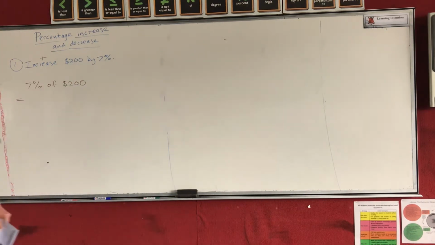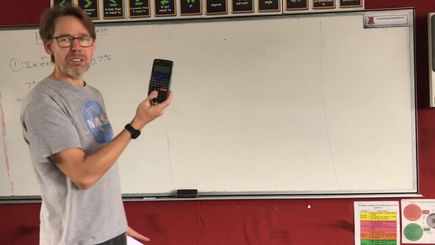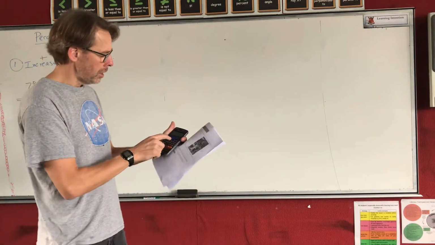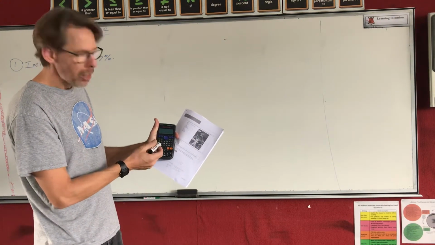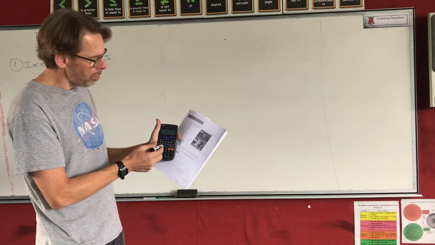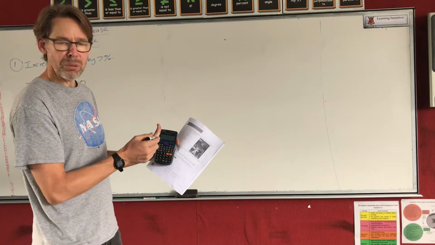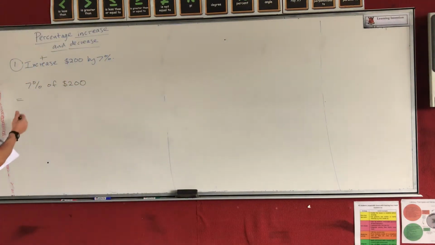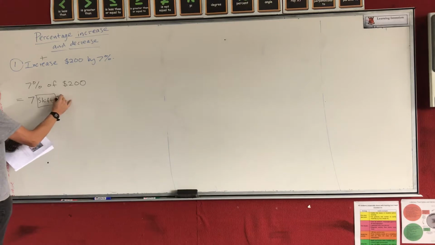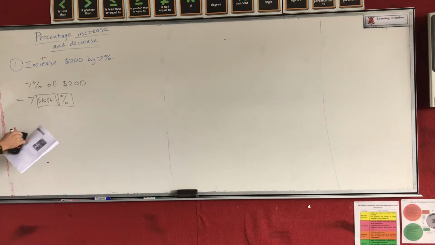On your calculator, you actually have a percentage button. If you look just above the bracket key, in the middle of the calculator, you should see a percent symbol, which is coloured orange. So let's have a go. On your calculator, you're going to press 7, then the shift button, and then the percent button, which is just above the bracket key.